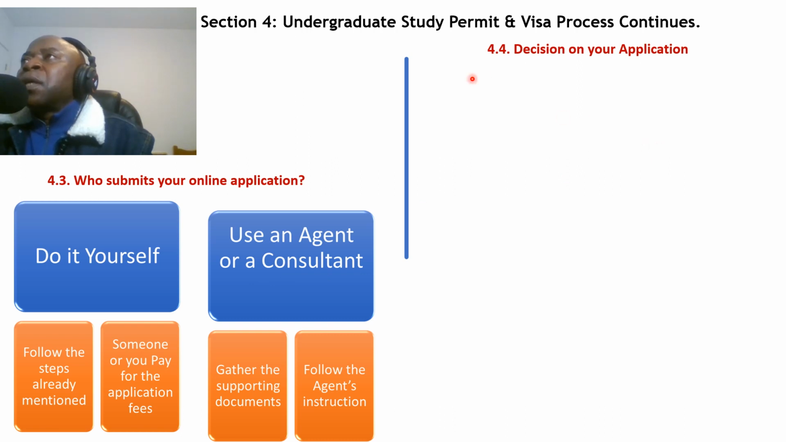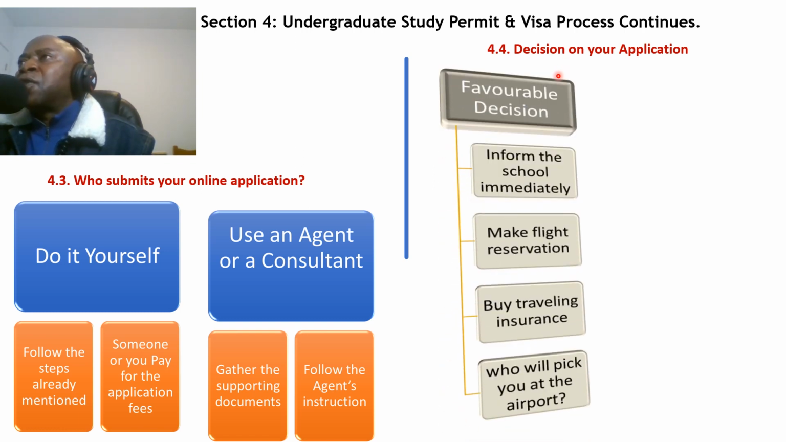Okay, so now when you submit, either you submit your study permit application or an agent does it for you. After 2 months, 3 months, or 4 months, the embassy will come back with a decision. There are two options. The first option is a favorable decision. If your study permit application is granted, then we will say we will apply for you.